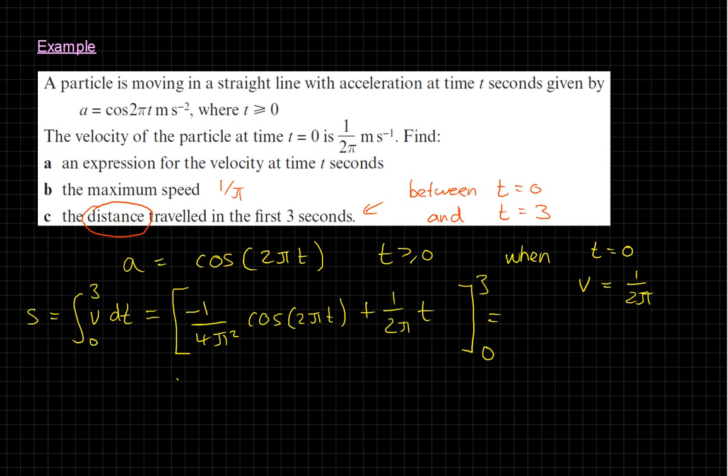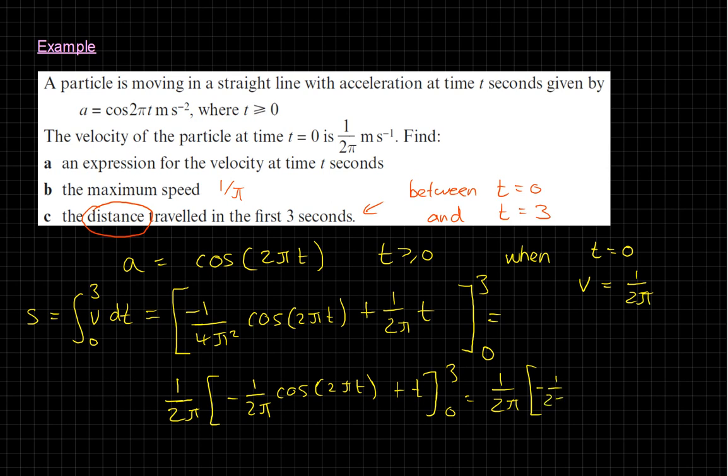So I'm going to take a constant of 1 over 2 pi on the outside, actually. So then this becomes back to minus 1 over 2 pi, and then we've just got plus t here. Okay. And then if I put 3 into all of that, I end up with minus 1 over 2 pi cos of 6 pi plus 3. And then when I put in, actually let's work that out.